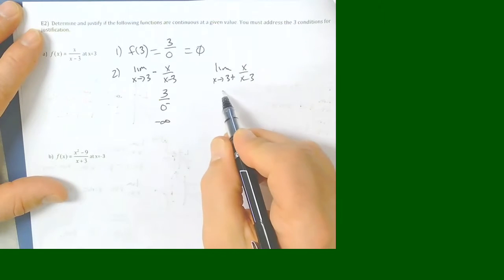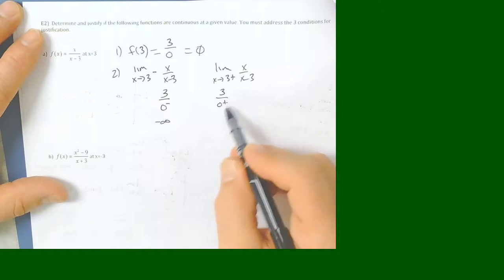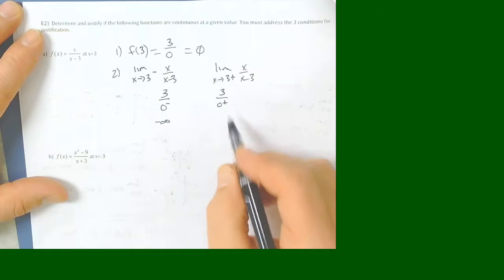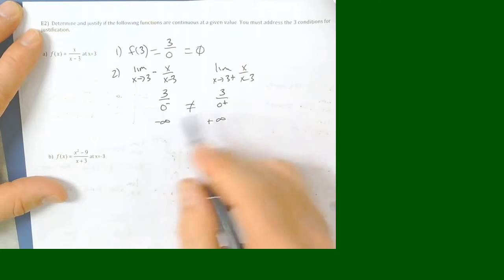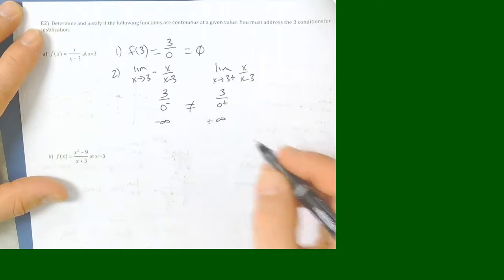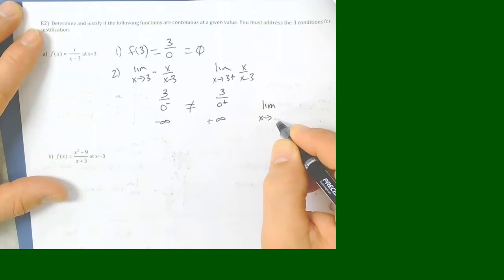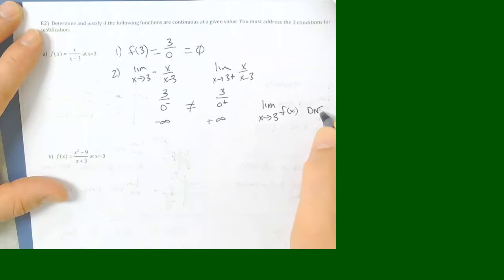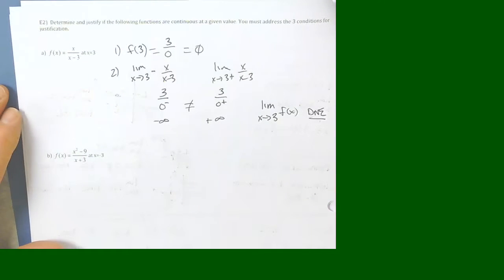3 from the right, 3 over a small 0 that is positive is going to give us a positive infinity. The limits don't agree, therefore the limit also doesn't exist. The limit as x goes to 3 of f of x does not exist because the left does not agree with the right.